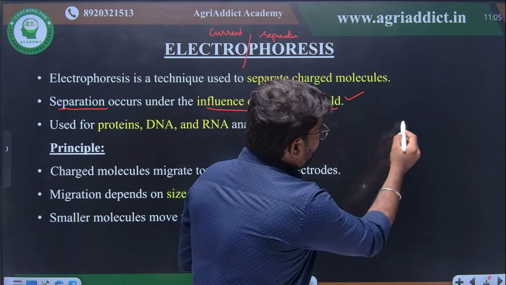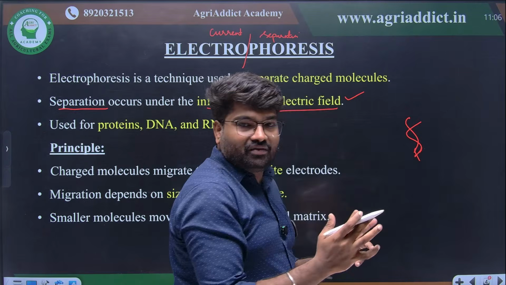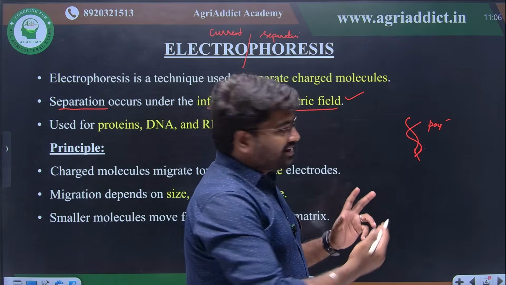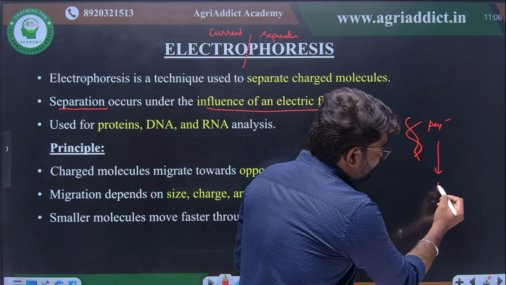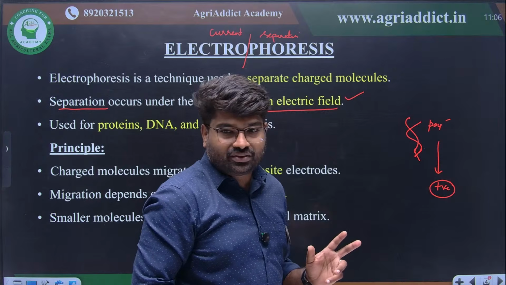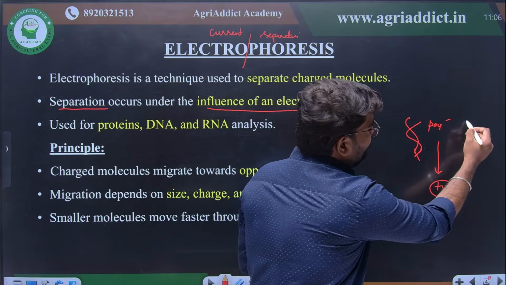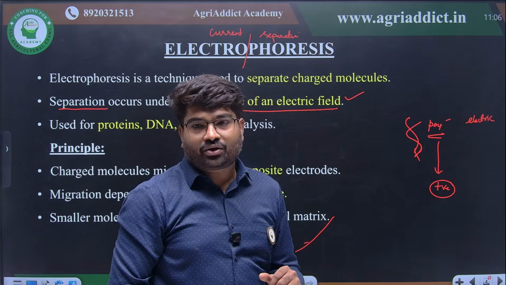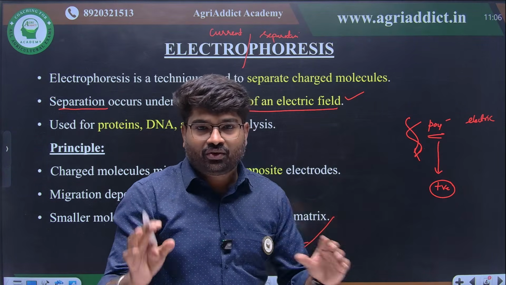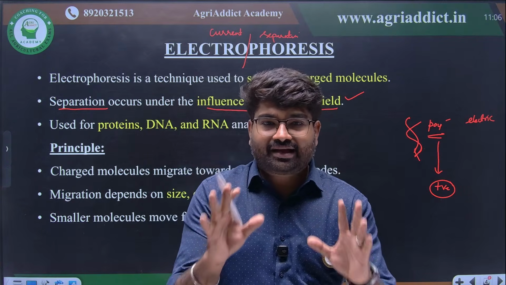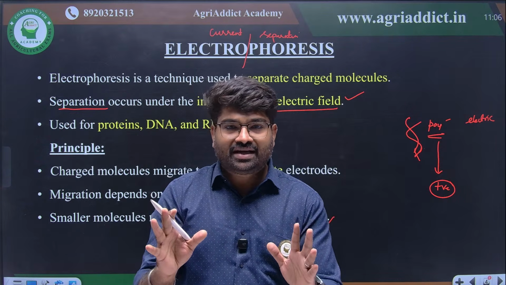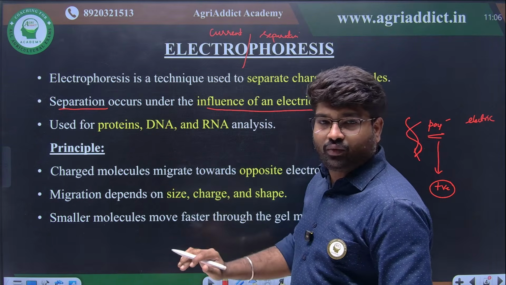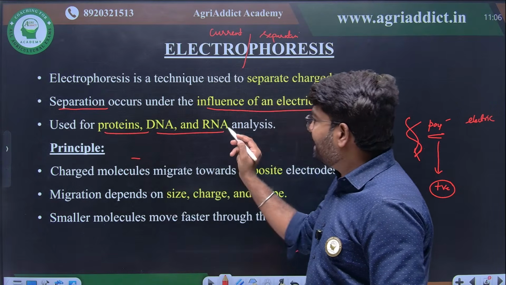If you see, a DNA molecule has phosphate groups. This phosphate has a negative charge, correct? So this negative charge can move towards the positive electrode, the anode. This is the basic principle. If we apply an electric field, an ion of opposite charge will move to its opposite electrode. So electrophoresis is a technique used for separation of charged particles under the influence of an electric field. Majorly, electrophoresis is used for the separation of proteins, DNA and nucleic acids.